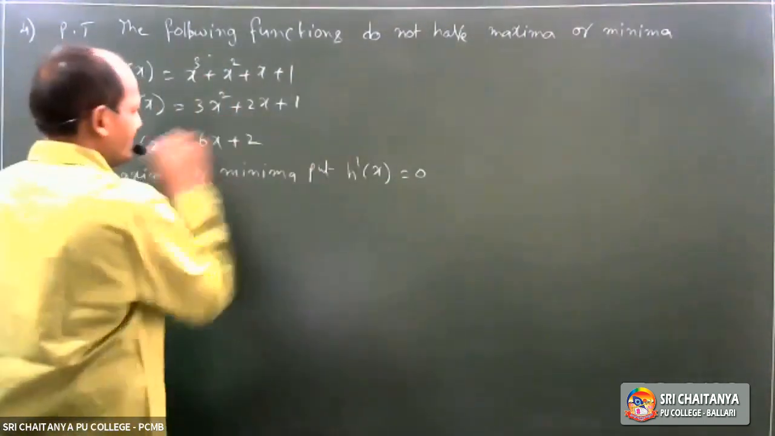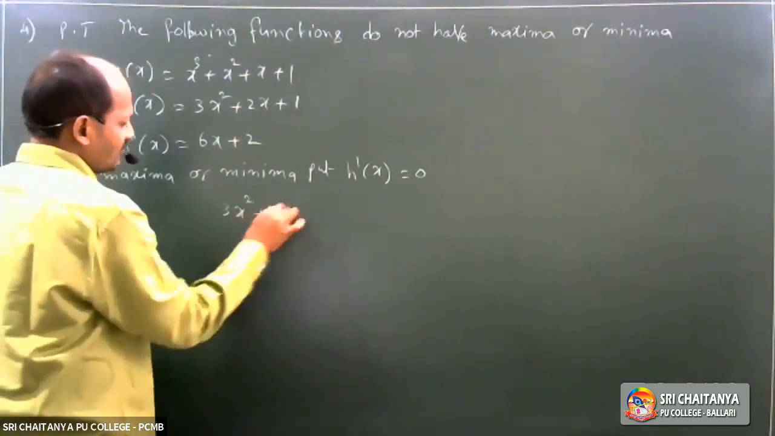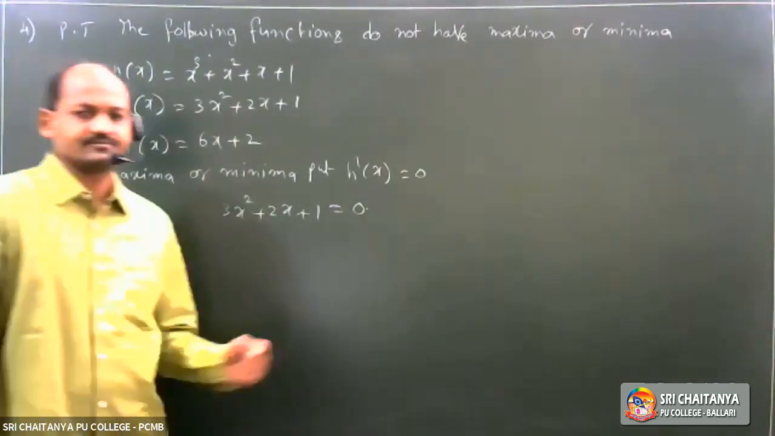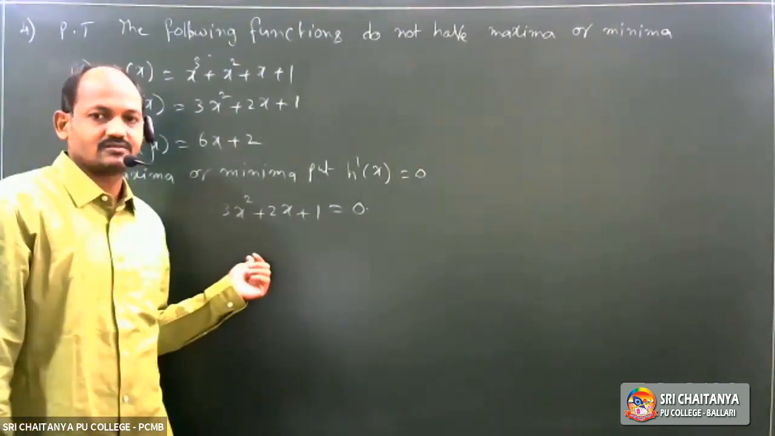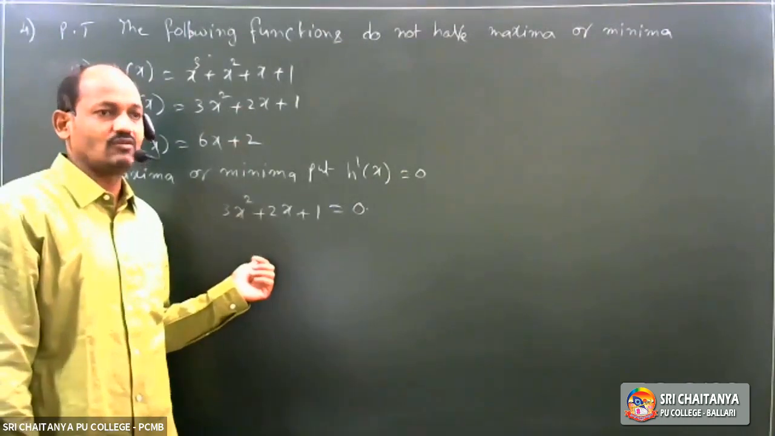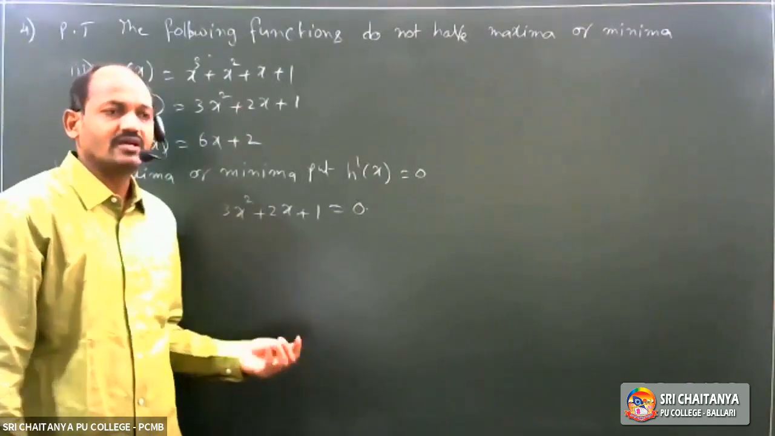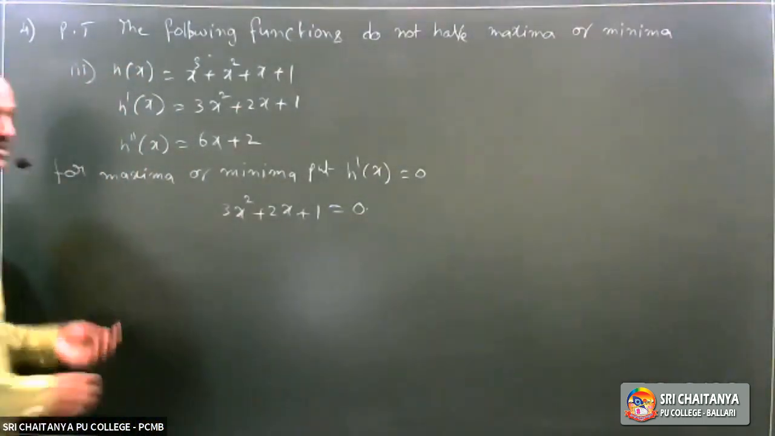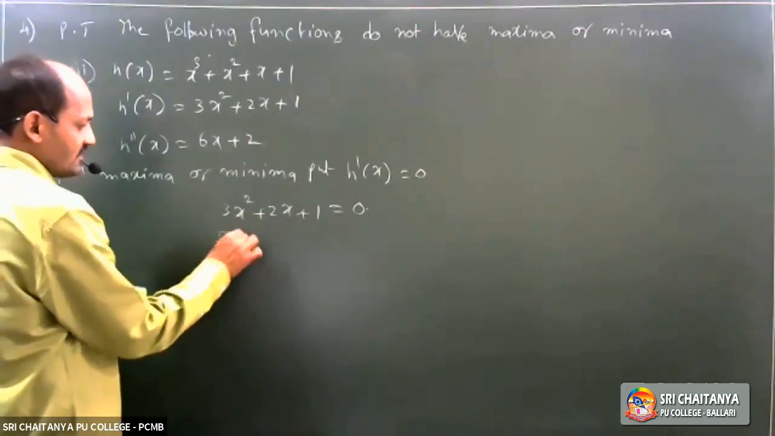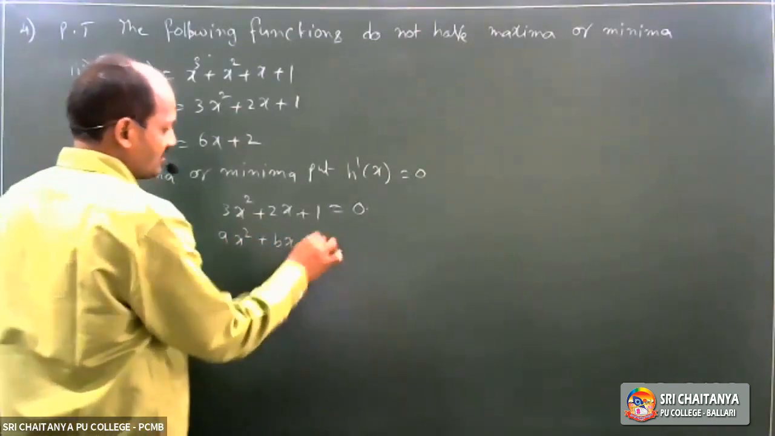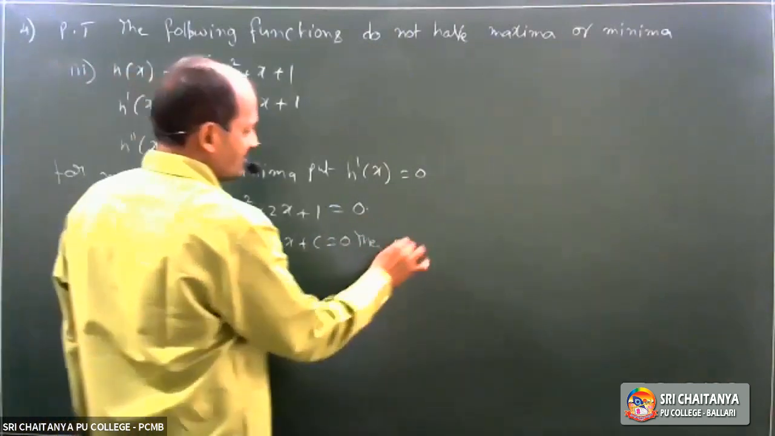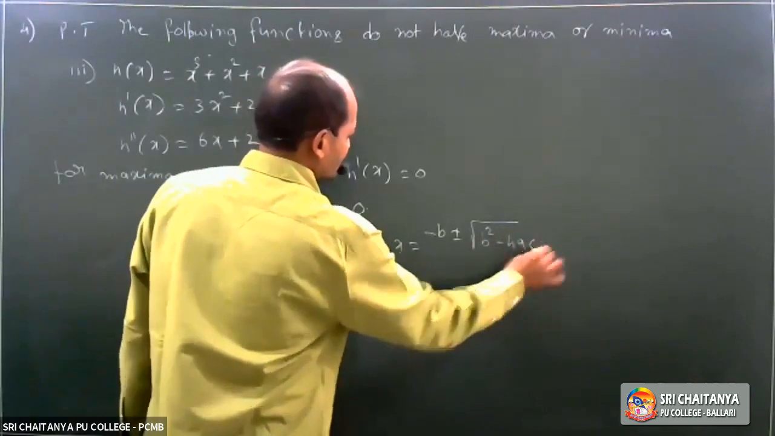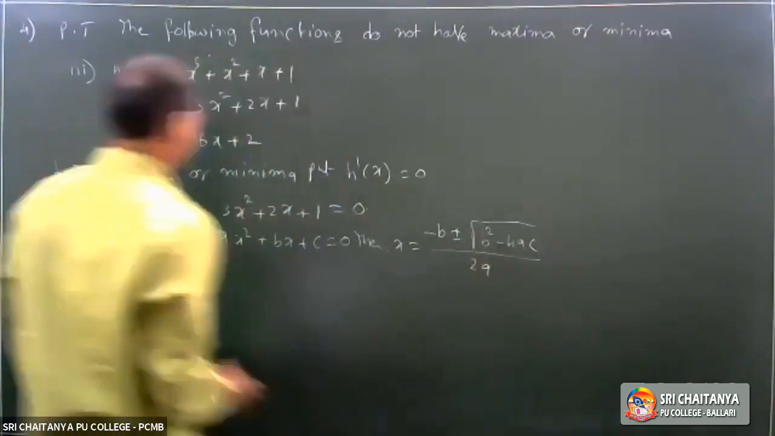What about its first derivative? That is 3x square plus 2x plus 1 is equal to 0. Clearly it is a quadratic equation, but with no factors. Then how to find the value of x? By using x equal to minus b plus or minus root of b square minus 4ac divided by 2a, for ax square plus bx plus c equal to 0.